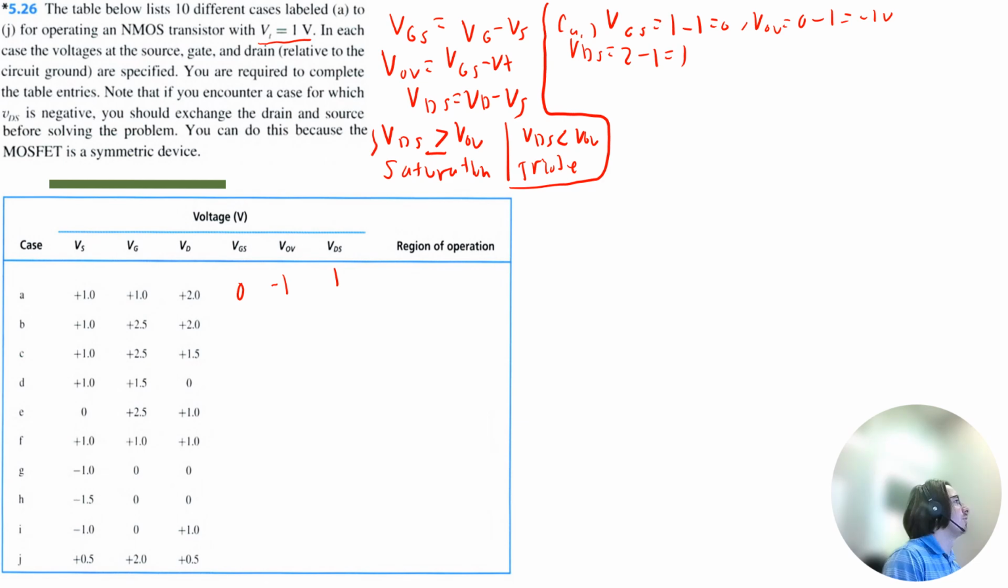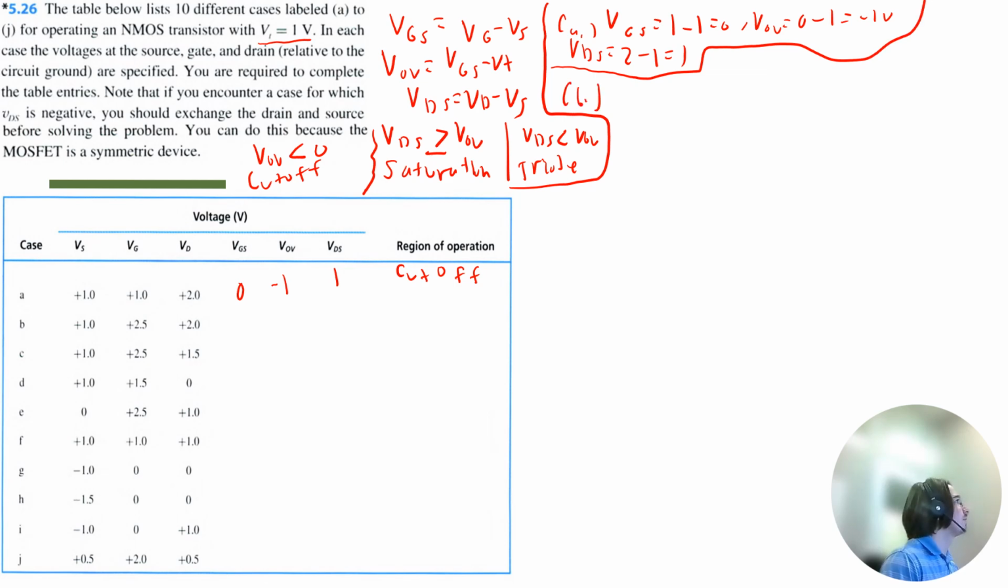So I guess I need to identify the third region, which we don't really use that much, but if your overdrive voltage is less than 0, you're actually operating in the cutoff region. We usually don't deal with that region much because there's not much use in using a MOSFET in cutoff, but it does exist. So that first region is actually cutoff.